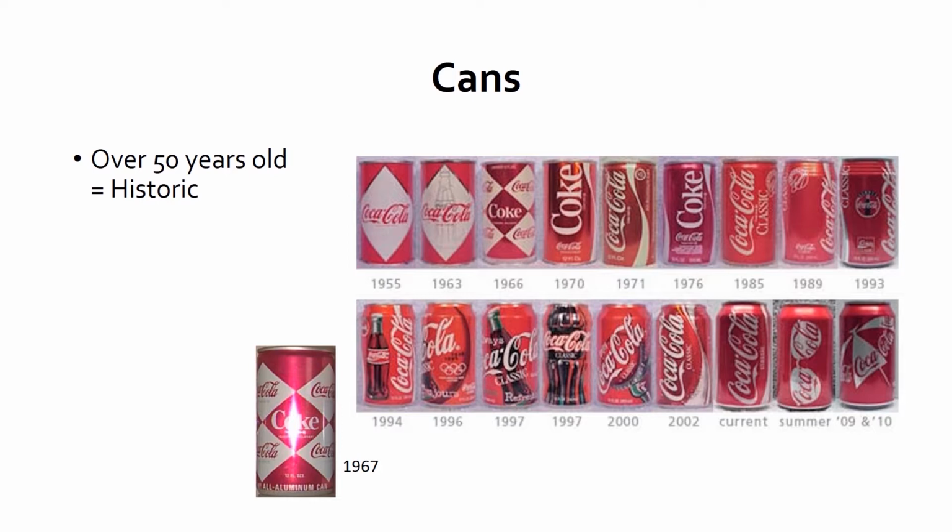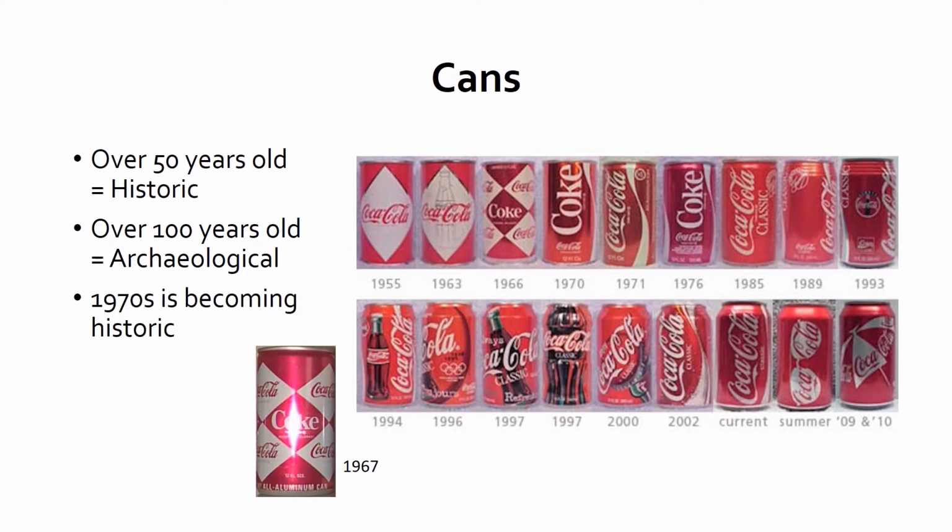Coca-Cola is pretty recognizable. Any Coke can, or can for that matter, over 50 years old is historic. If it's over 100 years old, it's archaeological. And what this means is that the 1970s is becoming historic. So this Coke can on the bottom, the all aluminum can, is historic. So now we can't rely on if it's a rusty tin can, it's historic, and anything aluminum isn't. All aluminum cans are now becoming historic.